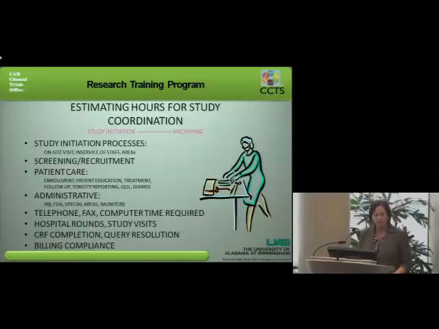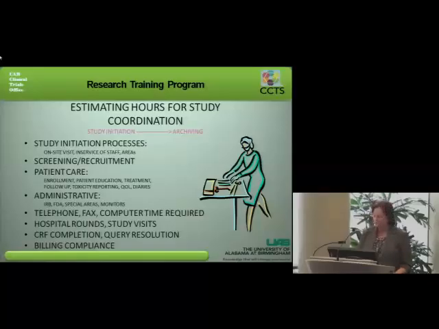For your study coordinator, you want to look at your study initiation processes. Will there be an on-site visit? Will there be in-service of staff and the areas involved in the conduct of the study? What will be involved in terms of screening and recruitment? What will be the involvement of your coordinator in patient care? Will they perform the enrollment, patient education, direct treatment for the study, follow-up?